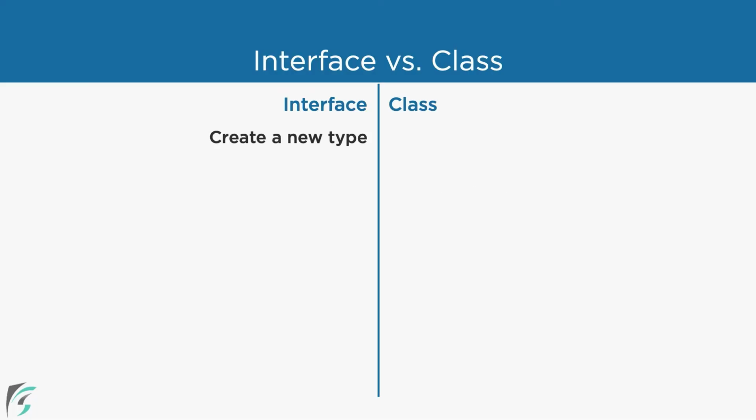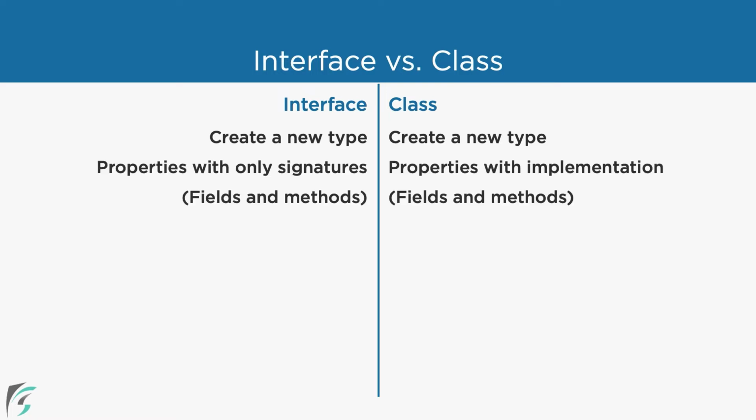We use both interface and class to create custom types in TypeScript. However, there are significant differences between the two. Interfaces and classes both have properties. Properties include the fields and the methods. However, for an interface, we just define the signature of the property, meaning the property just has a name and the type annotation. For the methods, they are just the method signature. Whereas for classes, the properties have signatures as well as implementations.